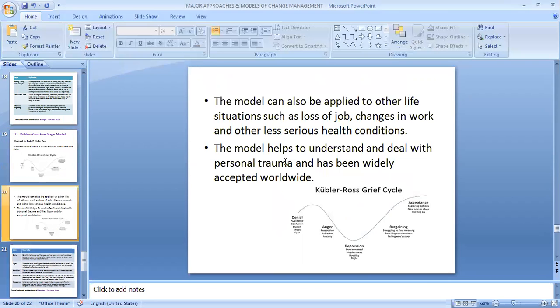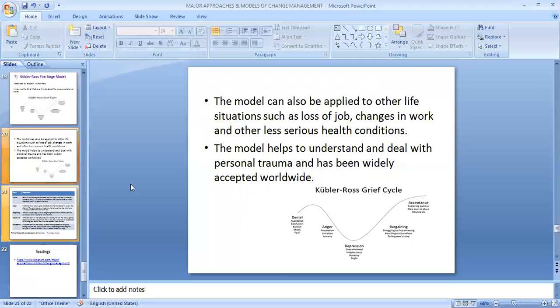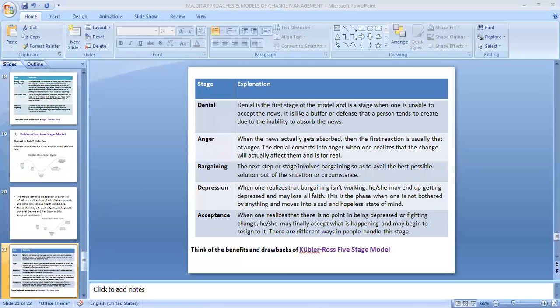Okay, so these you can read. I have already explained. So these are the 5 stages in the Kubler-Ross model. First one is denial. Denial is the first stage of the model and is a stage when one is unable to accept the news. So I told you people are very much reluctant or resistant to change. So at the very first stage, as per the Kubler-Ross model, you are going to deny the change. You don't like to accept the news.